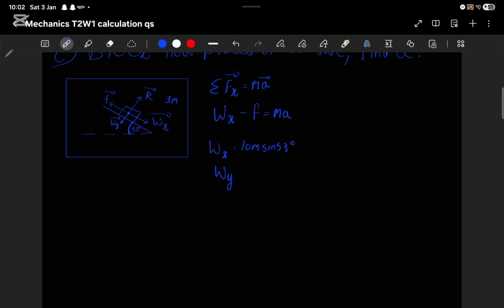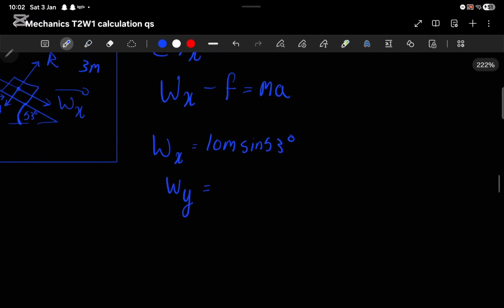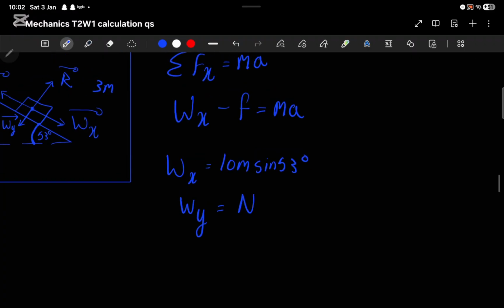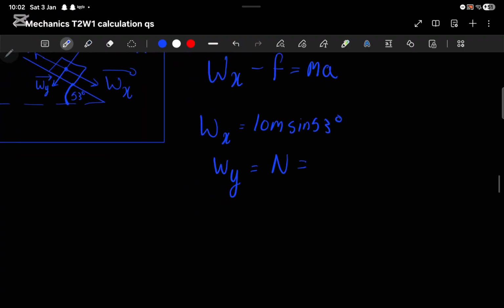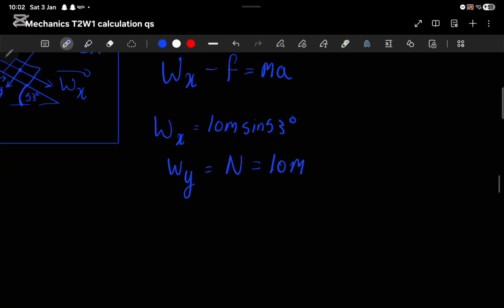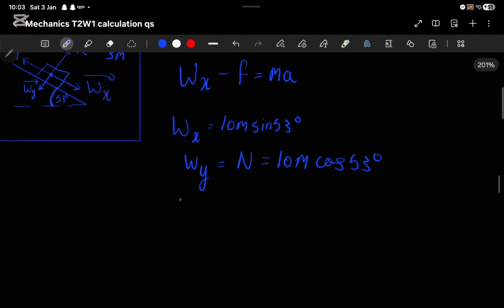So Wy, let me just, Wy is equal to N, right? Now, what is Wy equal to? Wy is equal to 10m cosine 53 degrees, right? Now I can properly substitute everything because F equals mu N. Mu didn't change. The prism is made out of the same material, so the coefficient of friction never changes.